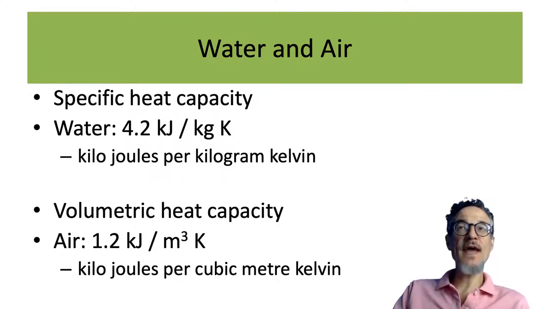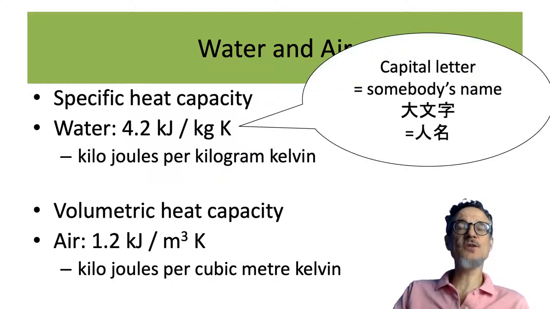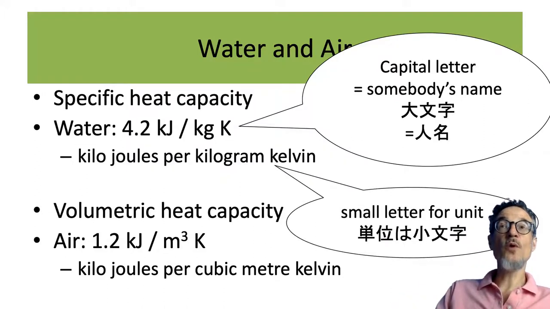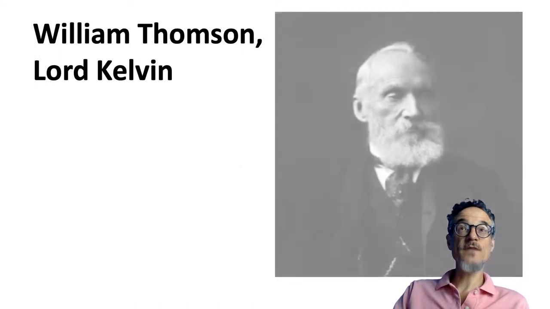Just note here, the kilo in kilojoule is a small k, the Kelvin is a capital K, the J for joule is a capital J, and the m is a small m. Now, if these units come from a person's name, we use a capital letter. So big K is talking about Kelvin, and small k is talking about kilo. When we're writing the word kelvin, we don't need a capital K, we need a small k, because we're talking about the unit.